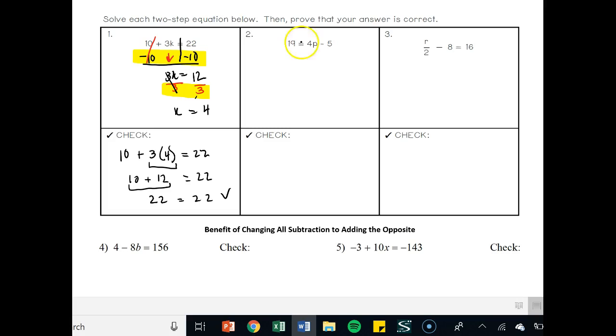All right, I'm going to allow you to do number 2. You'll notice that the variable is on your right-hand side, so we'll be working with this -5 first.